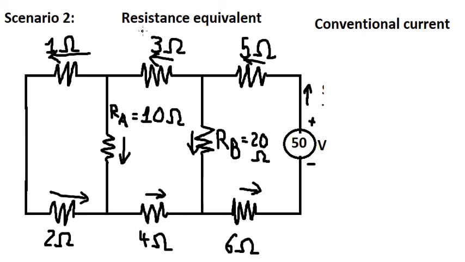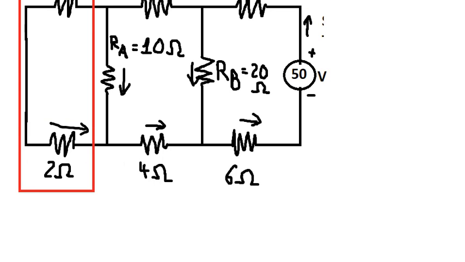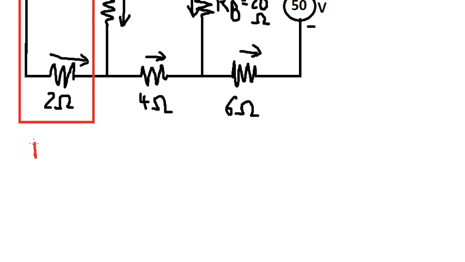Now we need to find the equivalent resistance. Now I will highlight the color in here. So this is for the red one. We can see that number 1 and number 2 are in series. So the red one in here is 1 plus 2.